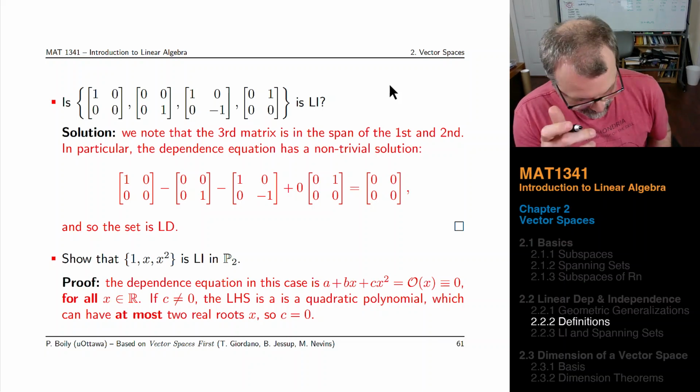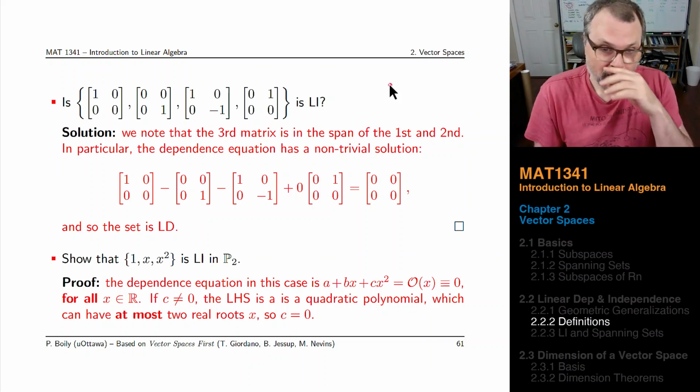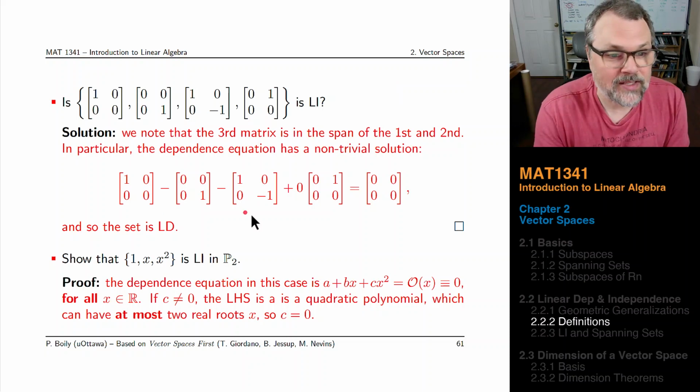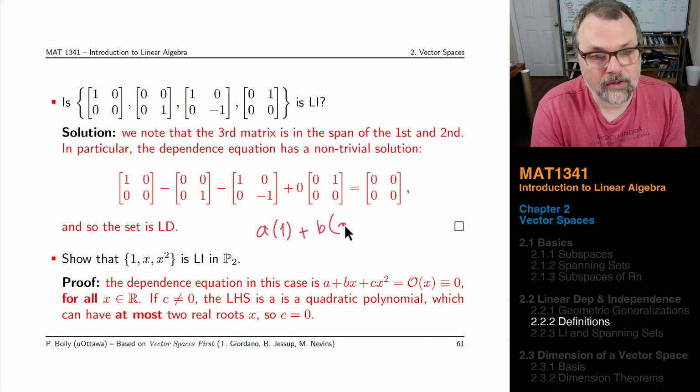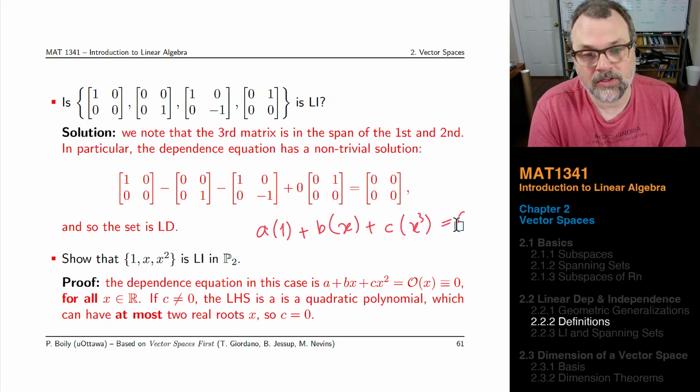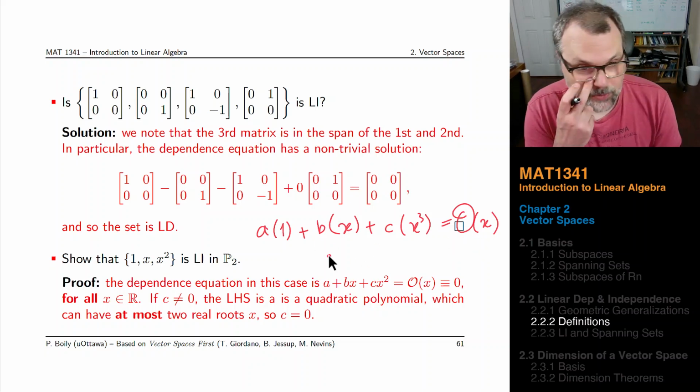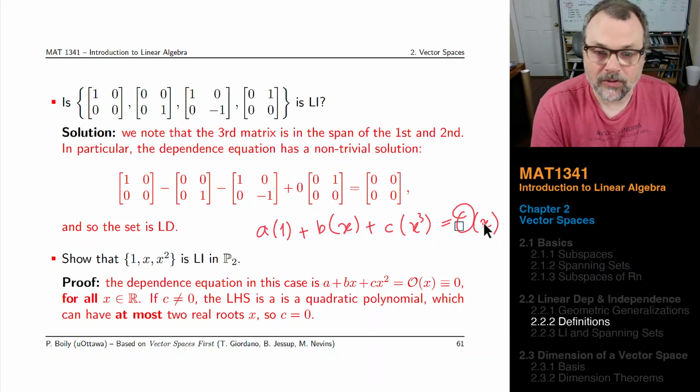So how do we know if this set of polynomials is linearly independent or if it's linearly dependent? Well, we set up the dependence equation. The dependence equation says A times that first thing plus B times the second thing plus C times the third thing should give me whatever the 0 vector is. Vectors in this case are polynomials. So the 0 vector is a function which is always equal to 0. There's your dependence equation as well.